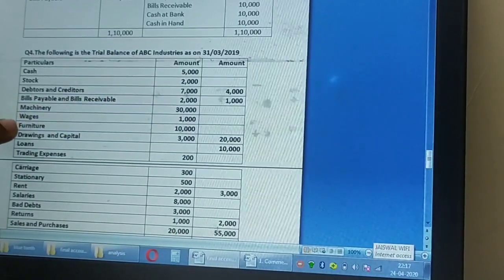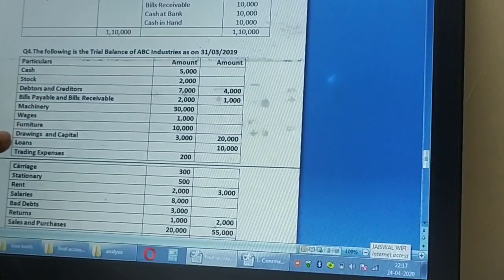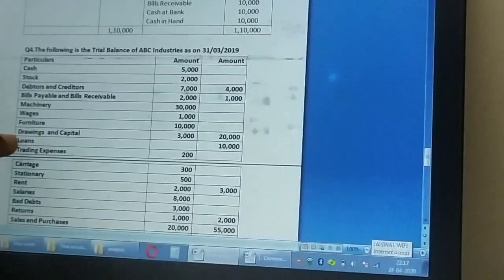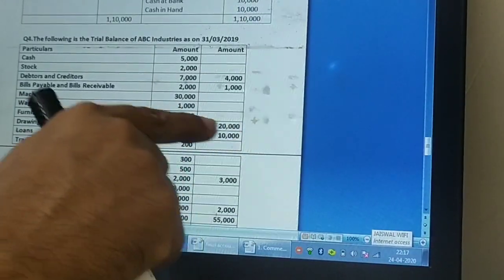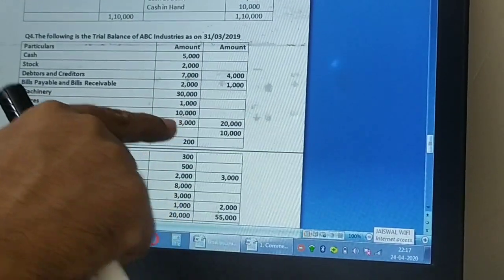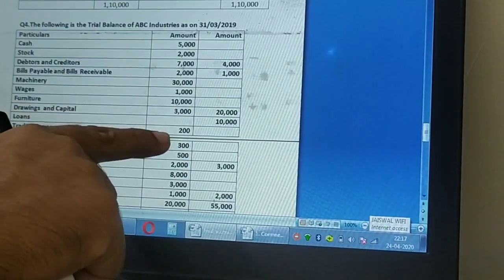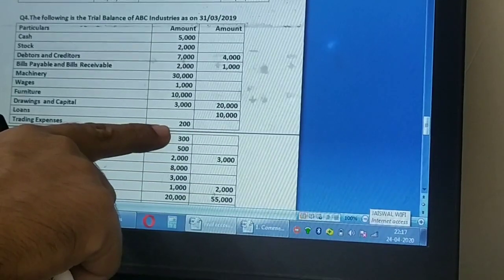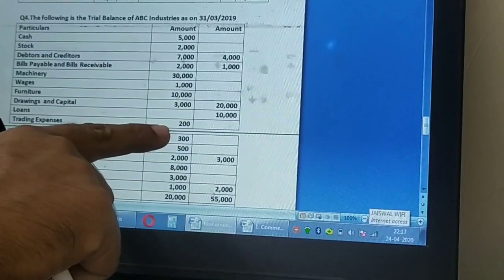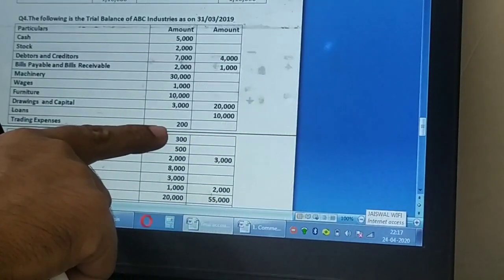Machinery is an asset, wages is an expense, direct expense, furniture is an asset, drawings and capital, that we will need to take in the balance sheet. Loans, liability 10,000. Trading expense, it will not come in trading account but profit and loss account. Trading expense means selling expenses. They are recorded in the P&L account debit side.